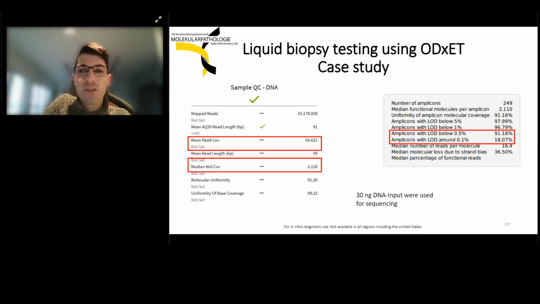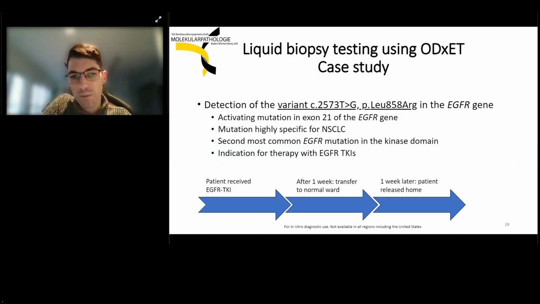This slide here gives an overview about the quality criteria of the respective sequencing analysis. We could achieve a mean depth of more than 50,000 reads and a median molecular depth of more than 2,000. And indeed, 91% of the amplicons show a limit of detection below 0.5% and 80% even around 0.1%, which is pretty good.